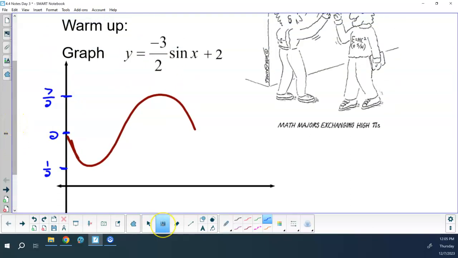Then my horizontal spacing started at 0, ended at 2 pi, which means halfway, which means halfway, and the other halfway. Today, those numbers, those horizontal green numbers, will change. Okay? That's what we're learning about today.